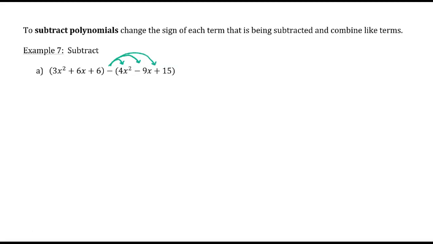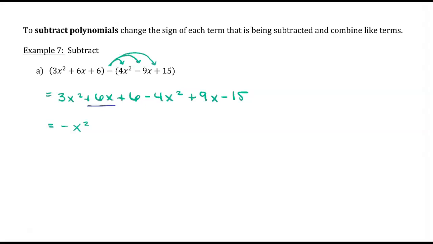Let's first rewrite this difference with the negative distributed to the second polynomial. So we have 3x squared plus 6x plus 6 minus 4x squared plus 9x minus 15. Combining like terms, we have a positive 3x squared and a negative 4x squared. Combining those like terms, we get negative 1x squared, or simply negative x squared.